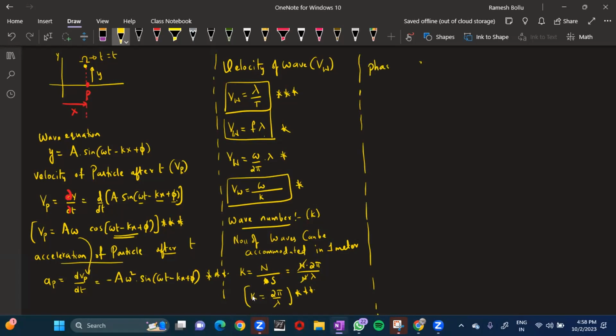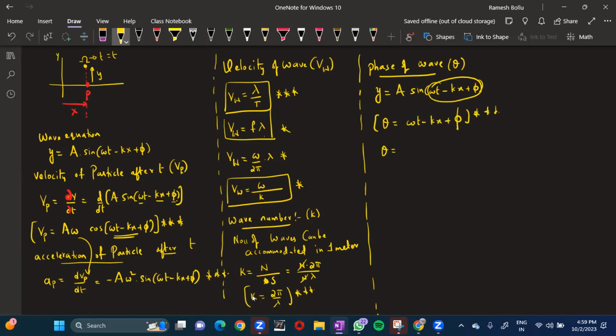Phase of a wave, children. Just now I told phase. What does phase mean? Just now I wrote the wave equation: A into sine(omega t minus kx plus pi). Phase means angle. This total angle associated with the sine term is called phase, children. What is the phase of the full wave? Omega t minus kx plus pi. Everyone must and should remember at your fingertips.